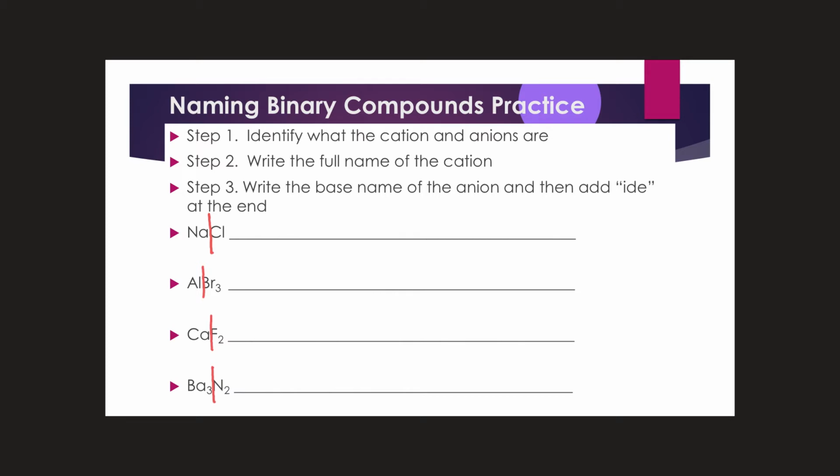So we're just going to look these up on the periodic table. So Na is sodium. So I write the full name of sodium. And then Cl is chlorine, but we don't write chlorine, we write chloride. Aluminum is Al. So we write aluminum. And the bromine is the second part, so we don't write bromine, we write bromide.